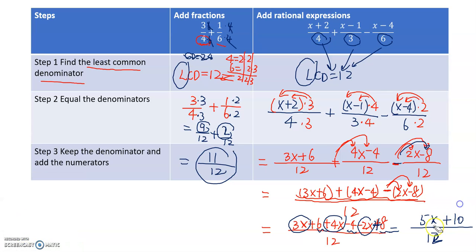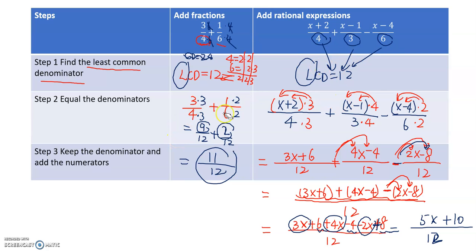The reason we do factoring is so we can cancel something common, but after we did the factoring, we didn't find anything common. That means factoring is not necessary. So you can just leave the answer as 5x plus 10 over 12. Now, we can look at another example. And this example just shows us that the process of adding rational expressions is very similar to adding fractions.